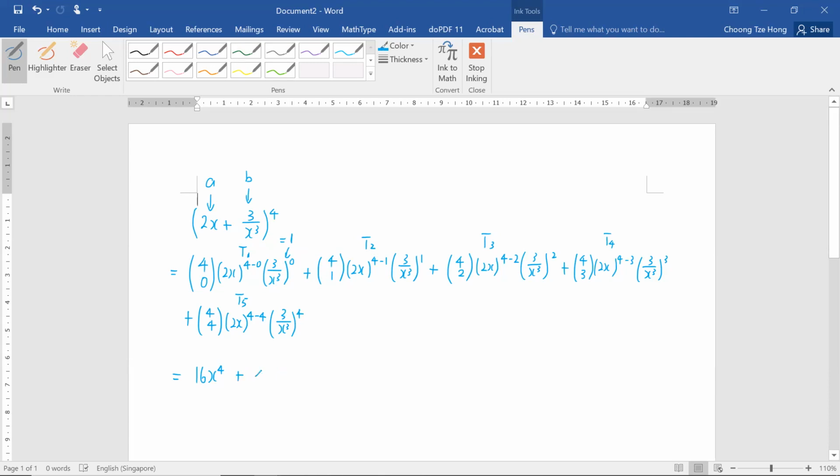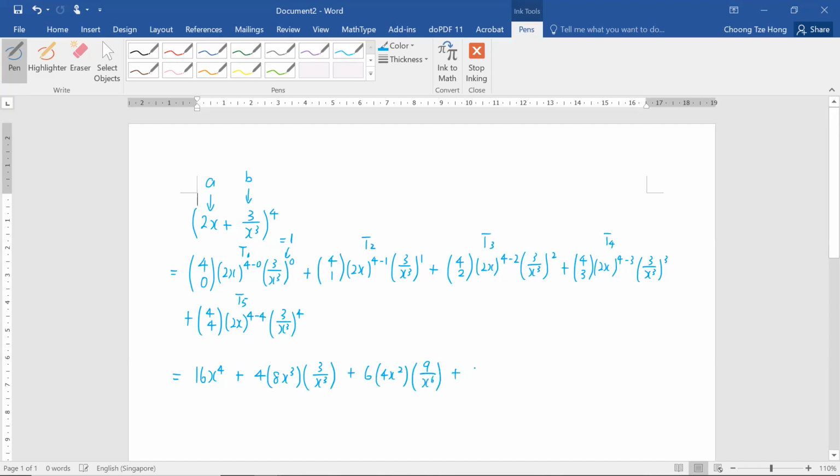Next, 4 choose 1 is 4. I'm going to do some additional working. 2x to the power of 4 minus 1, and 4 minus 1 is 3, so you will have 8x cubed, then times 3 over x cubed. Then the next one is 4 choose 2, which gives you 6. Then 2x to the power of 2, because 4 minus 2, so you get 4x squared. Then 3 over x cubed squared gives you 9 over x^6.